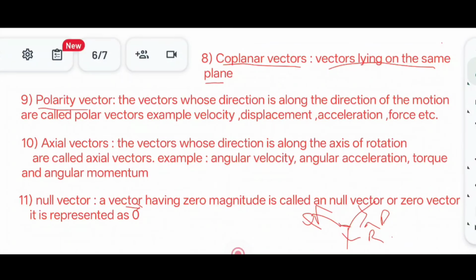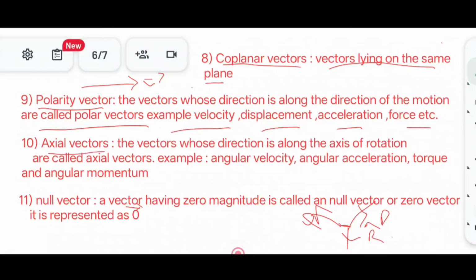Then polarity of the vectors. The vectors whose direction is along the direction of motion are called polar vectors. Examples: velocity, displacement, acceleration, force. So along whichever direction the vector is, the motion of the body is also along the same direction. That is known as the polarity of the vector.